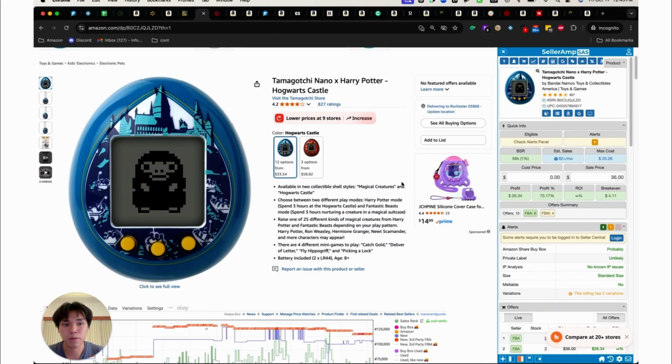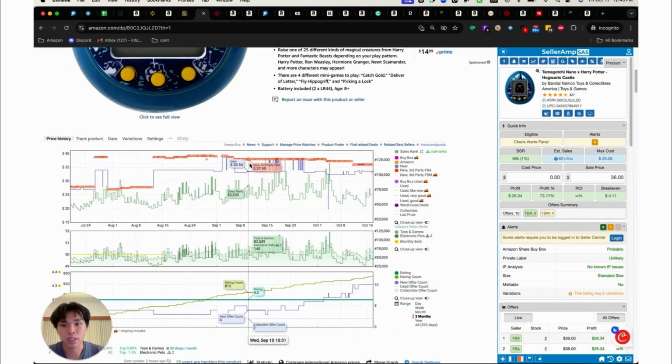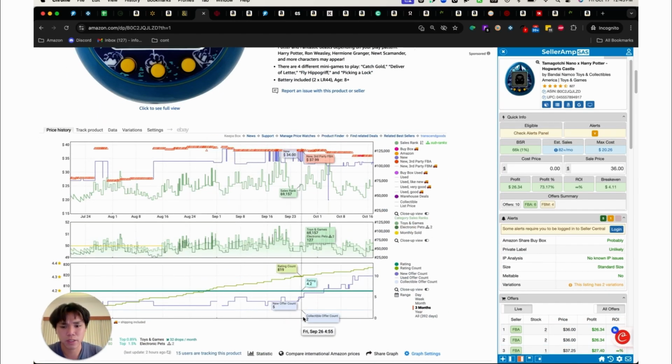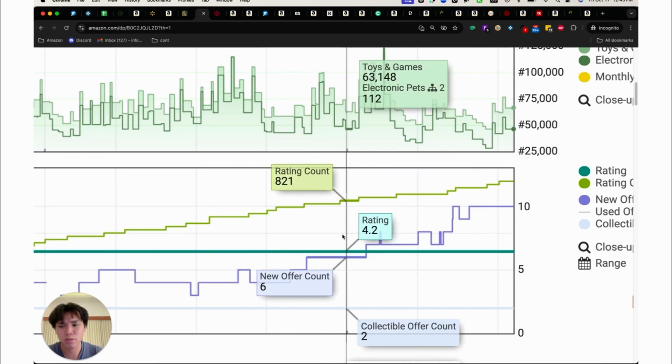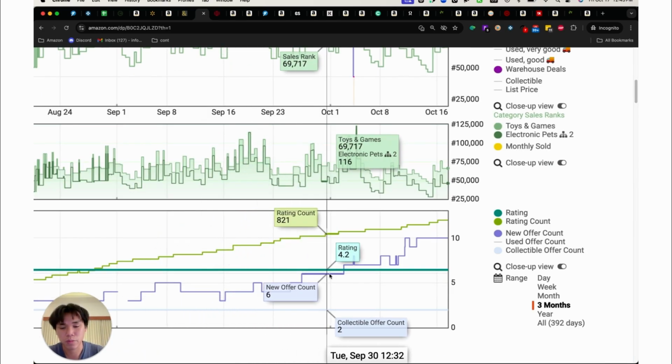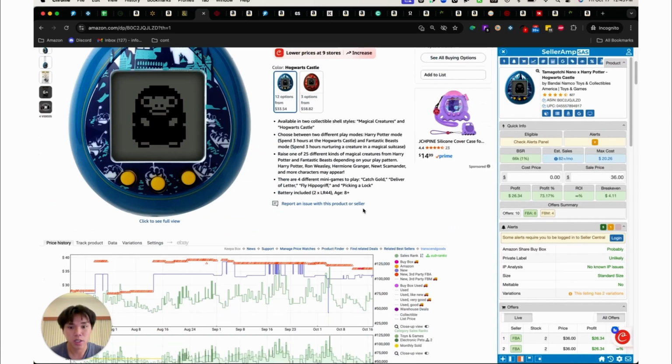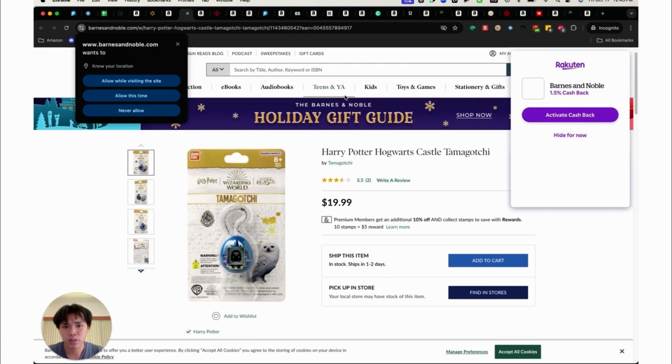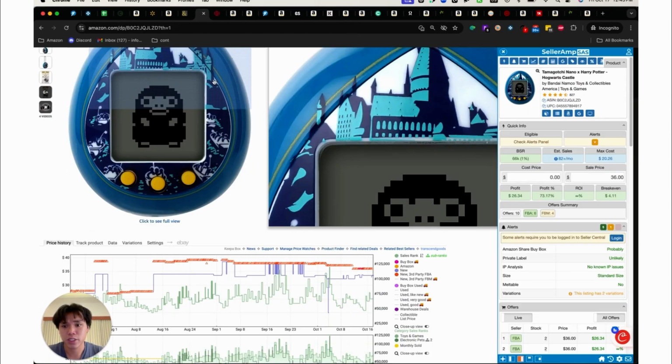But it's not going to be this easy. I had this a little bit set up, but this is what it looks like when I'm sourcing product and analyzing, right? This product is selling a little bit slow. When the offer count climbs up like this, it means the demand isn't being met, and the sellers aren't really selling out too crazy. But let's see what we can buy this for. $20, Harry Potter Tamagotchi. This is like a throwback.